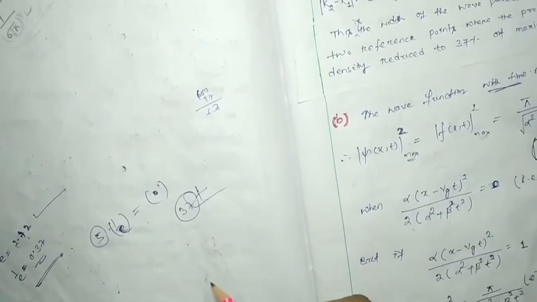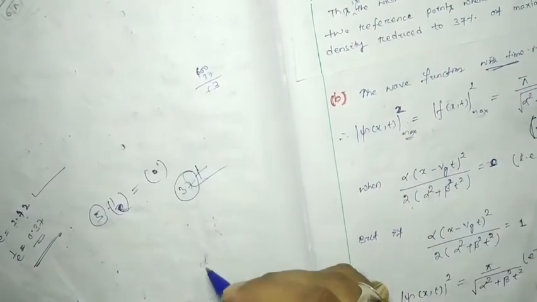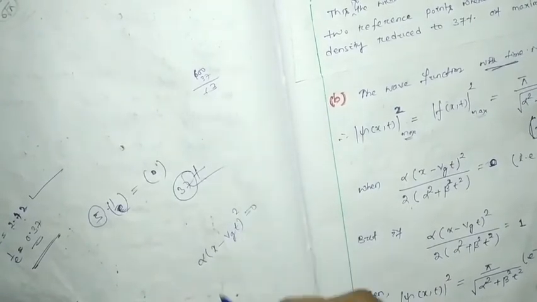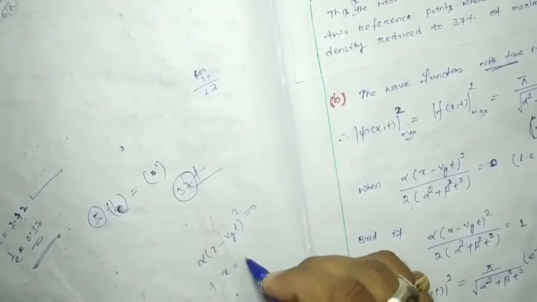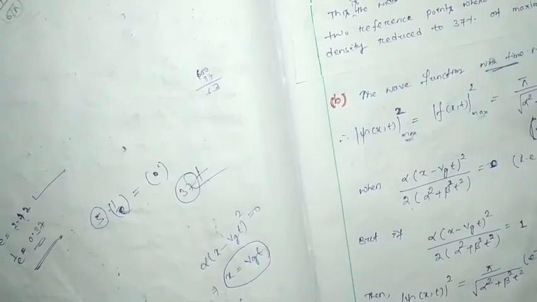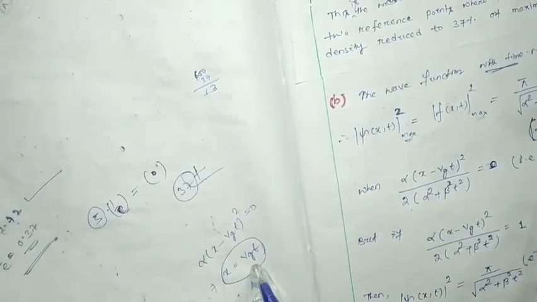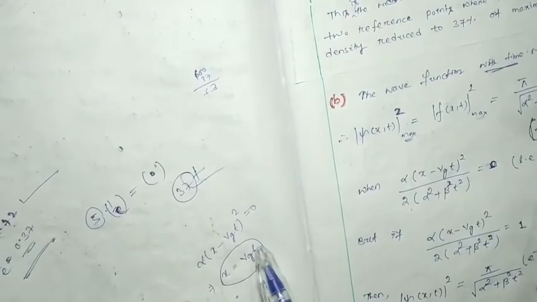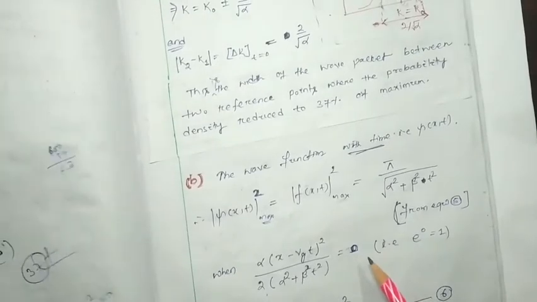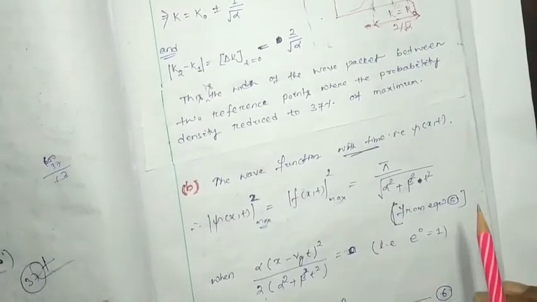So see here, from this equation it will be α(x − vg t)² equal to 0. That implies x will be equal to plus vg t. So it is telling that at the position vg t, the maximum probability density we can find. Okay.